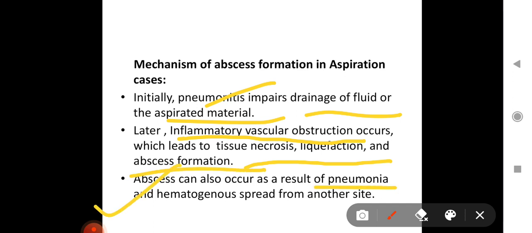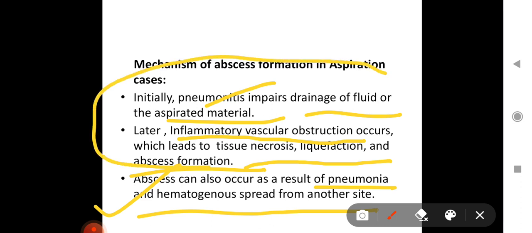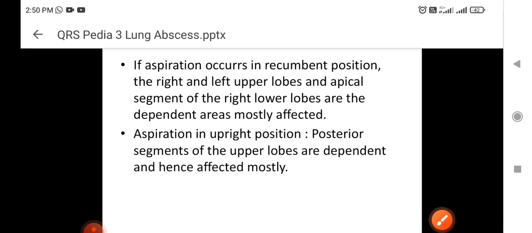Abscess can also occur as a result of pneumonia and hematogenous spread from another site. So in aspiration cases, this is the pathophysiology, and in pneumonia also it spreads hematogenously and leads to abscess on the other side of the lung.